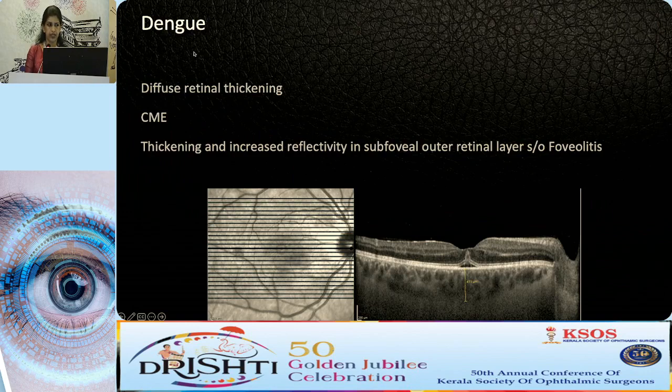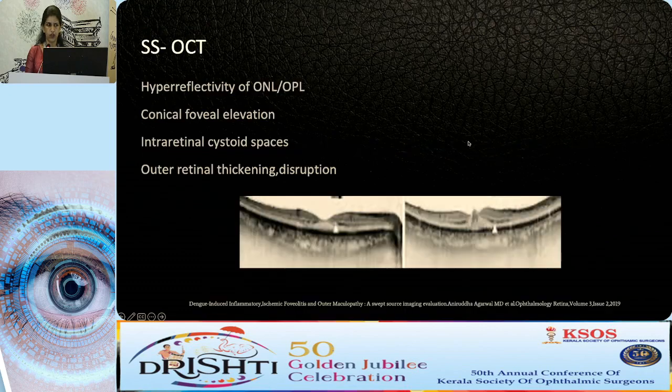Then coming to dengue, 3 types of involvement have been described on the OCT: diffuse retinal thickening, cystoid macular edema, and thickening and increased reflectivity in the subfoveal outer retinal layer suggestive of foveolitis. On the swept-source OCT, newer things have been defined like hyperreflectivity of the outer nuclear layer, the conical foveal elevation, intraretinal cystoid spaces, outer retinal thickening and disruption.